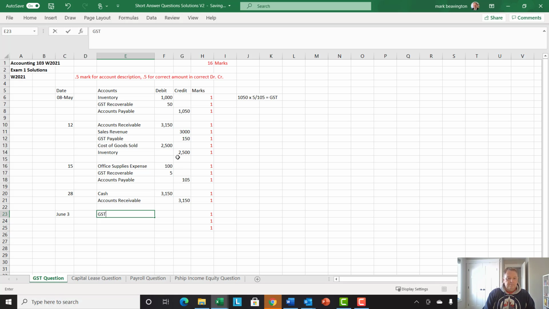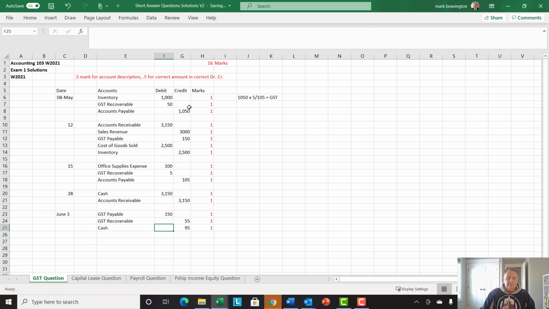So I'm going to put in here, first of all, GST payable. We had one right here for $150. So for sure we should have $150. That was the only one that we had. We had GST recoverable. So that's GST that we paid out. And we debited GST payable to get rid of that GST payable because we're going to pay it. We've got $50 and $5 here, so that's $55 worth of GST recoverable. So the difference is $95, and that's got to come out of the bank. So that's cash. So that's the first question right there.